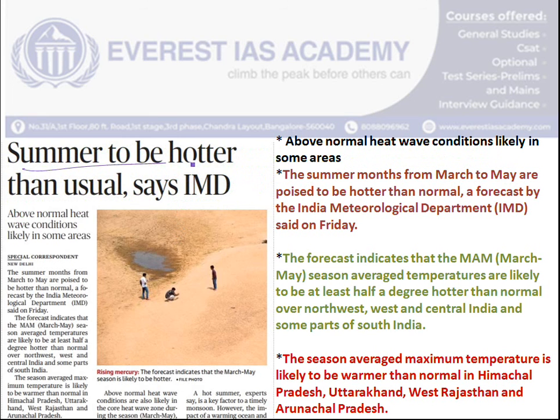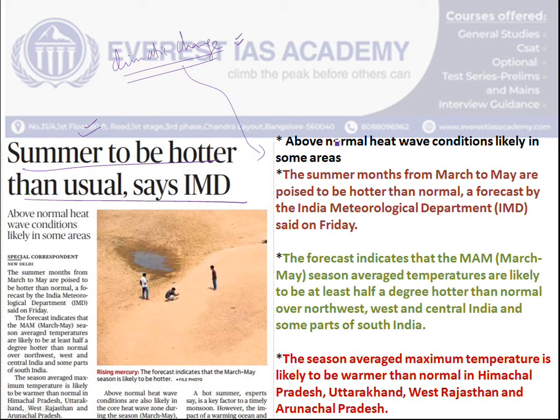The next article is "Summer to be hotter than usual, says Indian Meteorological Department." Basically friends, due to the effects of climate change, if you see across the world, extreme events are happening: either the summers are getting very hot and the winters are getting very cold. In this context, our IMD also submitted a report.